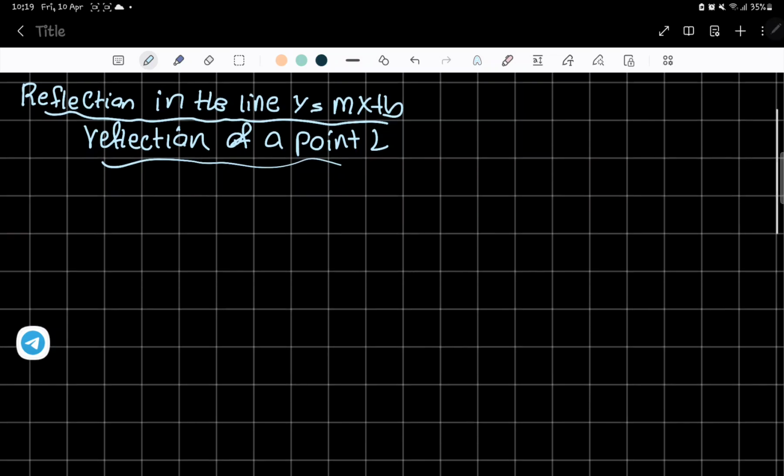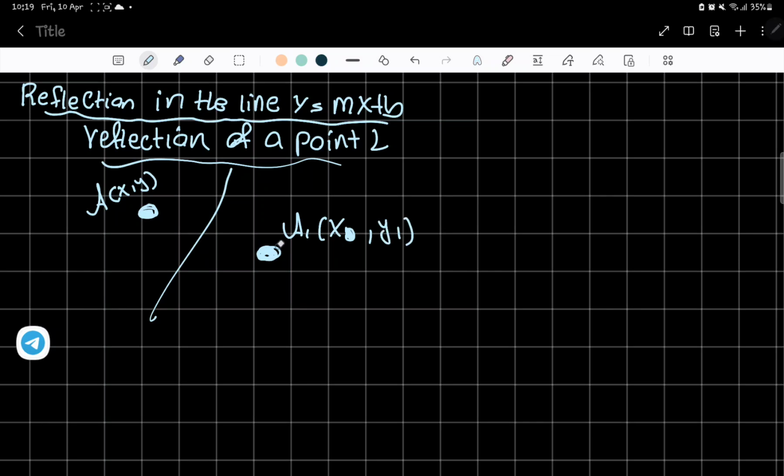What we're doing here is reflecting the point through the line of reflection to the other side. So this is x, y, and this is x prime, y prime, pretty much. So let's draw this on an xy plane.